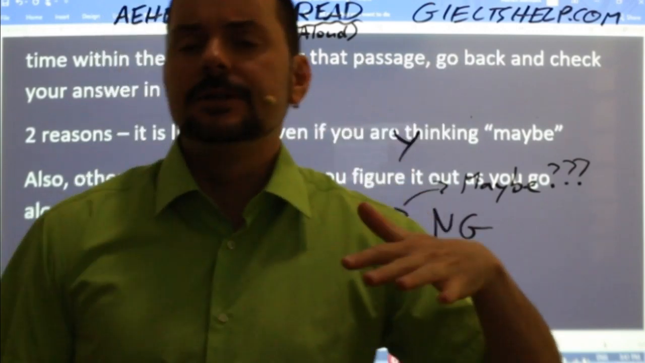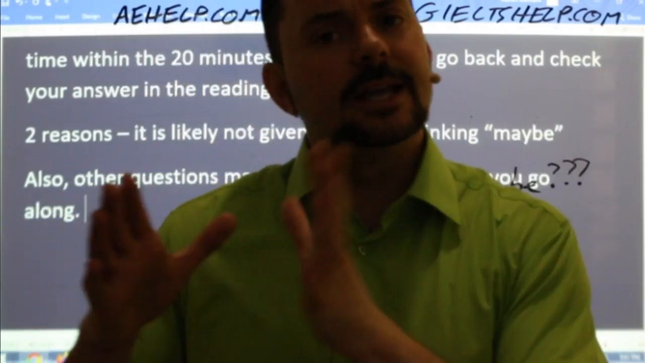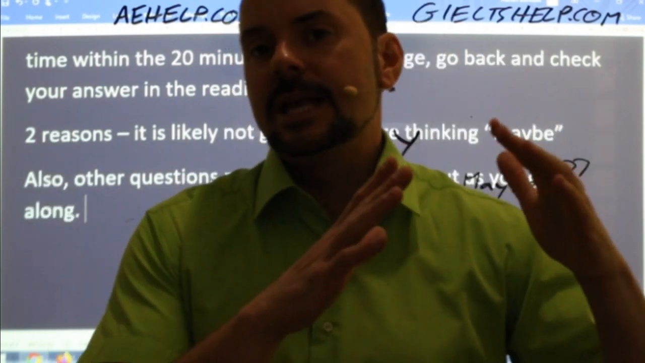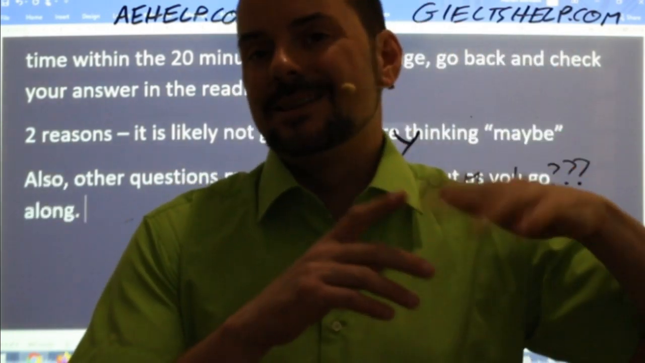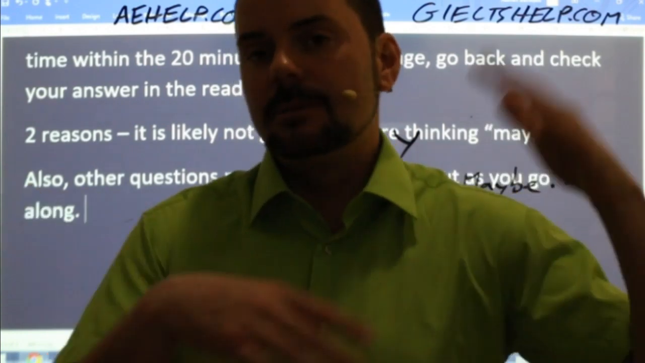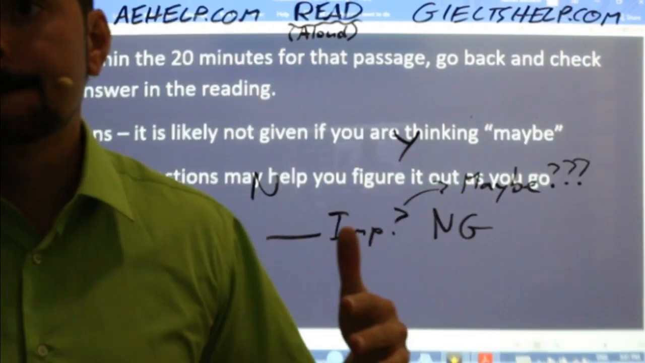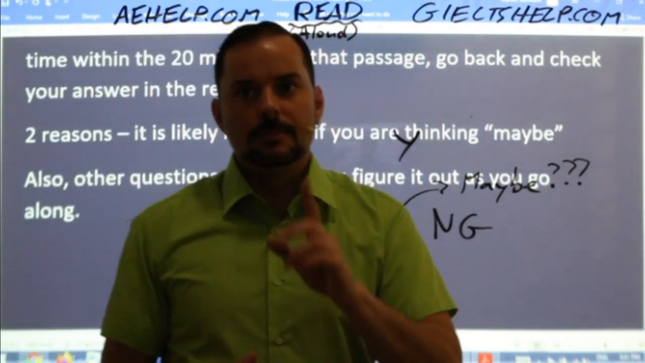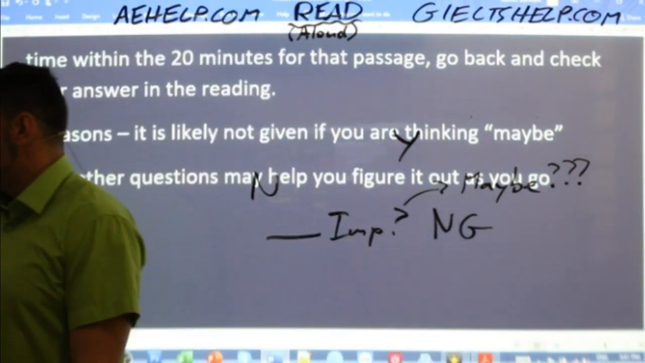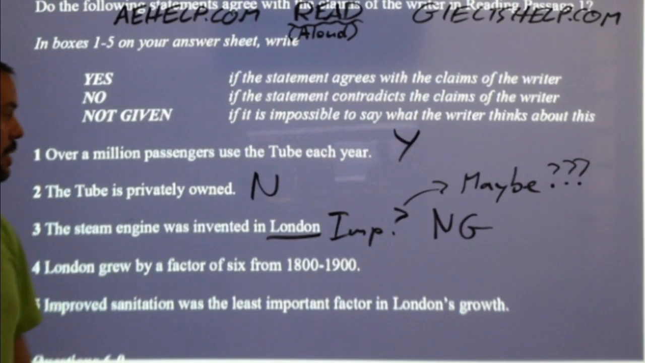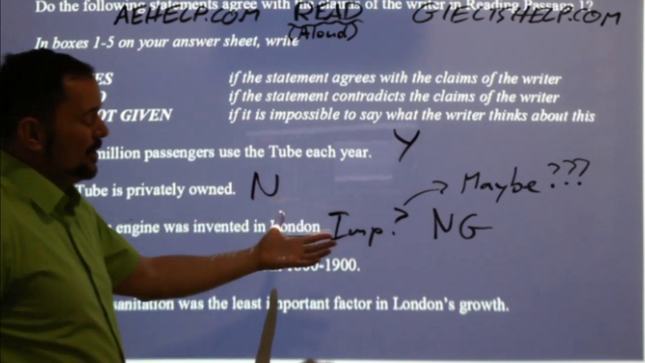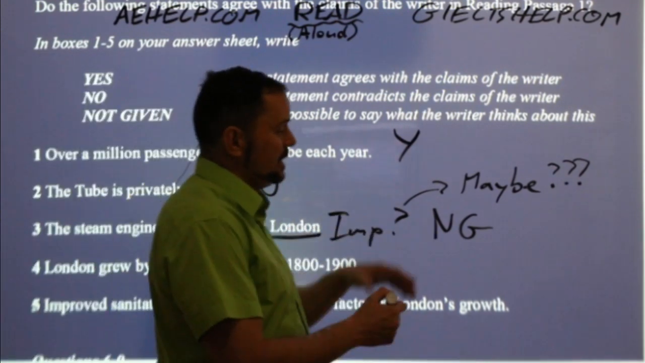that wasn't given, or it was given in a different way, because I remember now from this question that paragraph was saying that the steam engine was invented in England, but it didn't tell me what city. Does that make sense? So don't skip the question, Harpal. Don't skip the question. What you want to do is you want to put the steam engine was invented in London. Important, not important? I don't know, maybe.